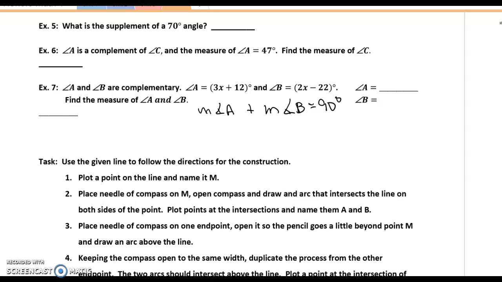Because we know that angle A and angle B are complementary, when we add their measures, they equal 90 degrees. So we're setting up the plan, and then we're going to substitute so that we can have an equation to solve for x. Again, using the fact that they're complementary, angle A plus angle B equals 90 degrees, and then we substitute the expressions for the measurements of those two angles.